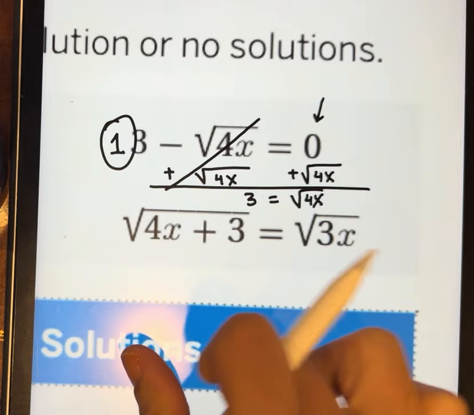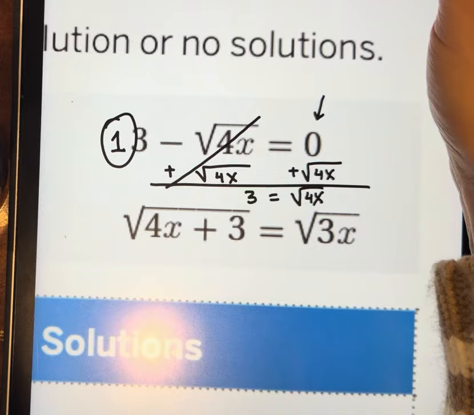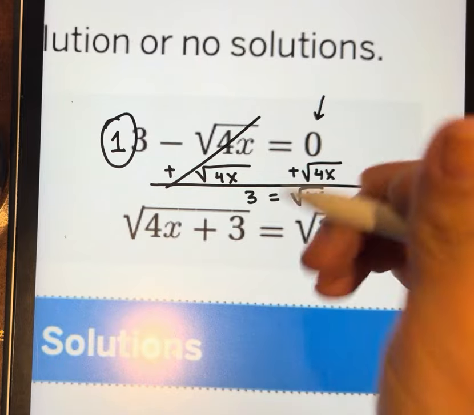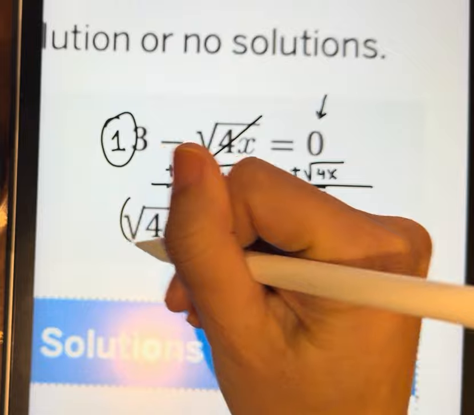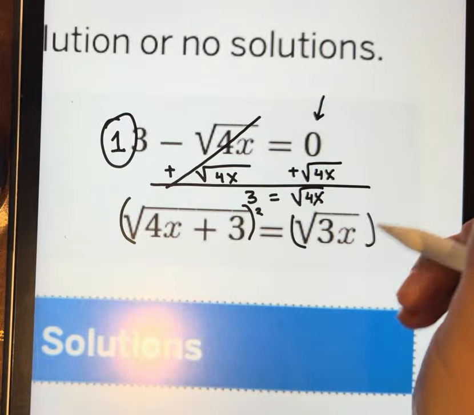And then this one, kind of same as the other one where we have radical and radical. They're both isolated, meaning if I square both sides, they both go away.